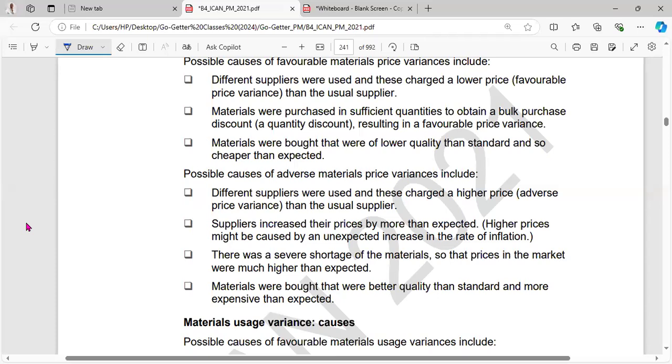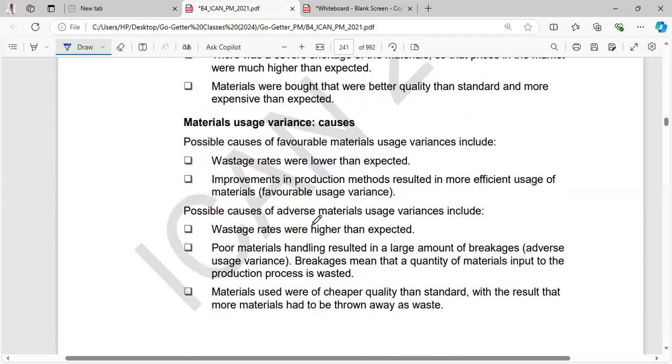So you have an adverse variance. So it's not all adverse variance that could be bad. It could also be that you are buying quality. Now look at material usage. Favorable material usage variance. Now, wastage.